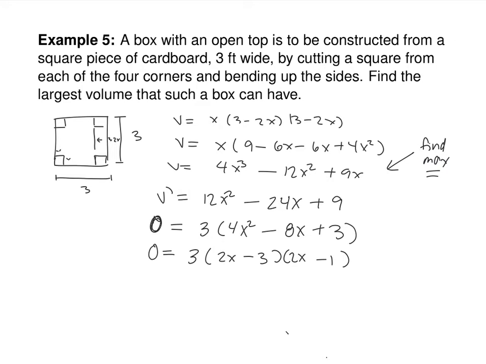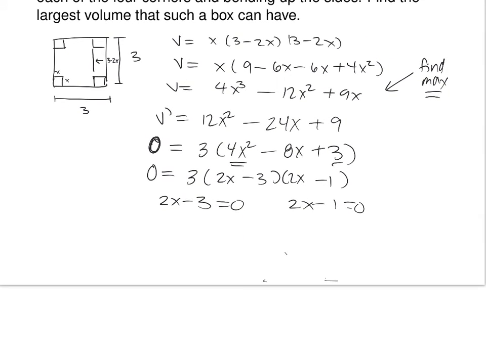Because you get 2x times 2x is 4x squared, right? 2x times negative 1 is negative 2x. Then minus 6x makes negative 8, right? I mean, your options with 4x squared are either 2x and 2x or 4x and 1, right? There aren't that many options. And 3 is 1 and 3 or 3 and 1, right? There's not that much to pick from. So 2x minus 3 is 0. 2x minus 1 is 0. So what are the two answers? The first one is x equals 3/2, or 1.5. And the second one is x equals 1/2 or 0.5, same thing, right?